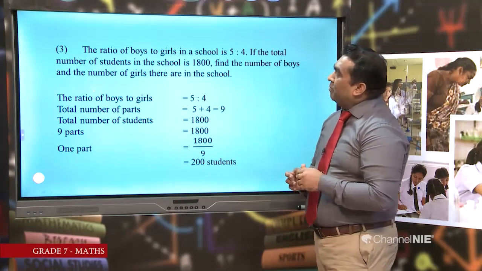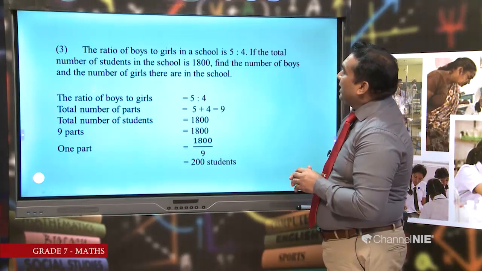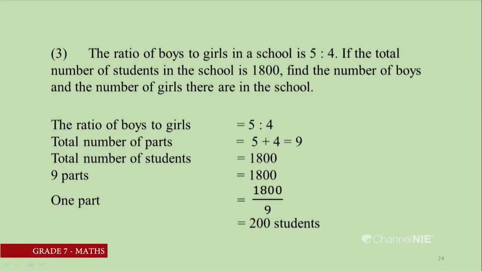The ratio of boys to girls in a school is 5 to 4. If the total number of students in the school is 1,800, find the number of boys and the number of girls in the school. You can see that there are two numbers, 5 and 4. Taking the sum of 5 and 4, you can find out the total number of parts, right?